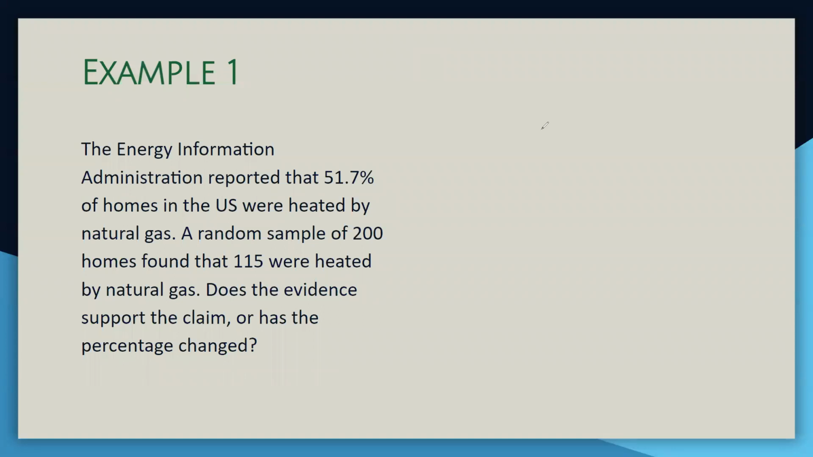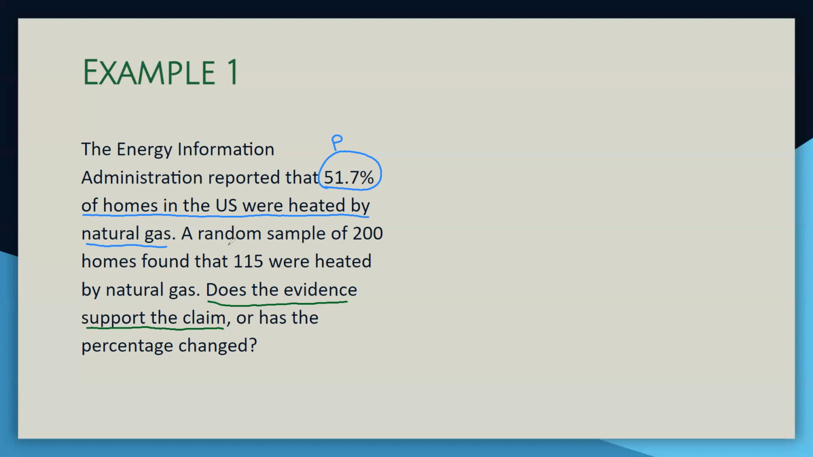So first thing, we see that familiar phrasing, does the evidence support the claim? We know if we're testing a claim, we're doing a hypothesis test. And then let's go through and pick out all that information. So the first thing that I see in that first sentence is a percentage. 51.7% of homes were heated by natural gas. I know that proportion is another word for percent. So this is our population proportion, the thing we're testing a claim about.